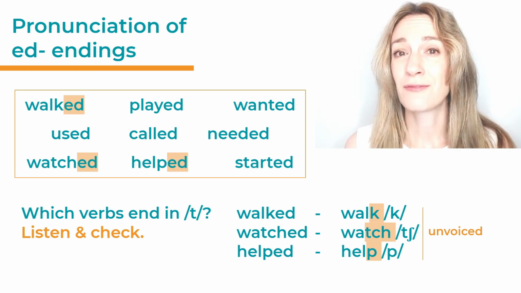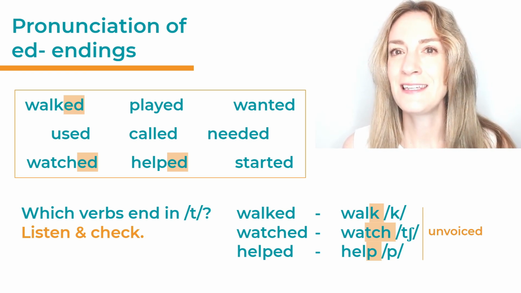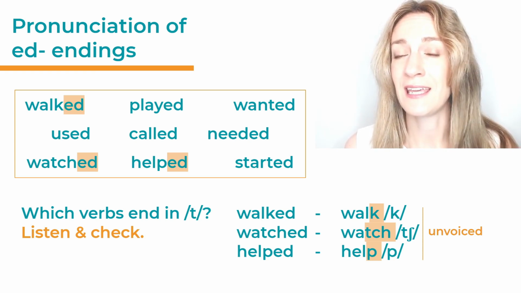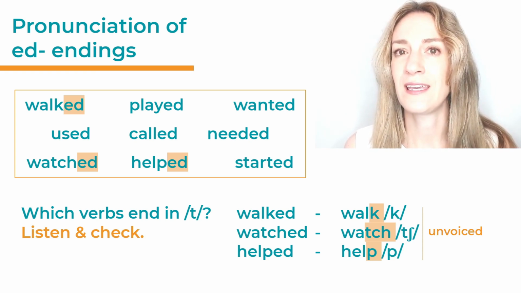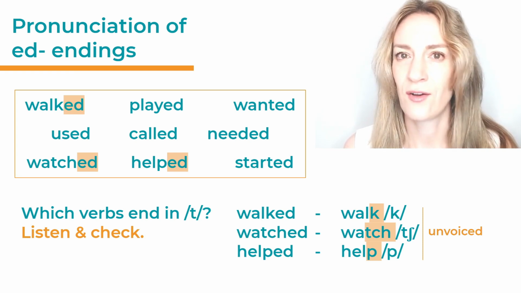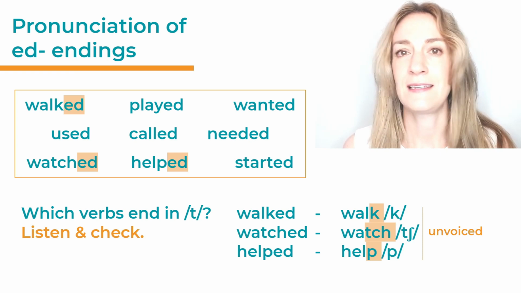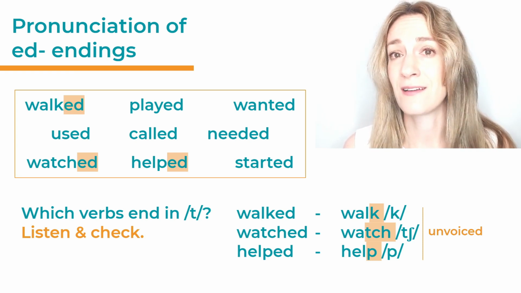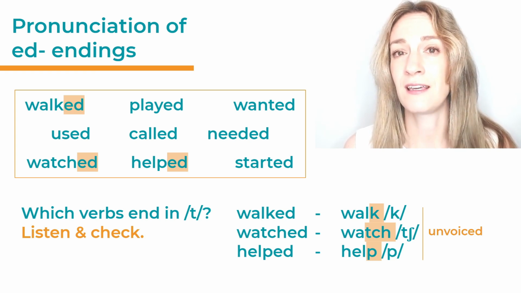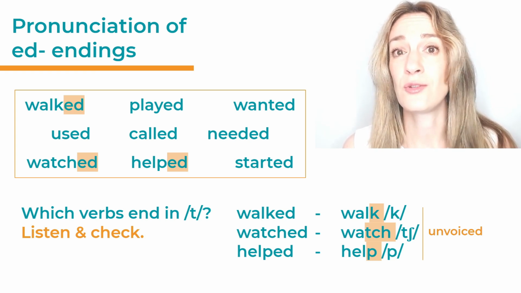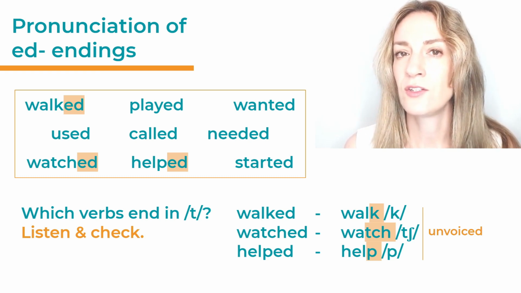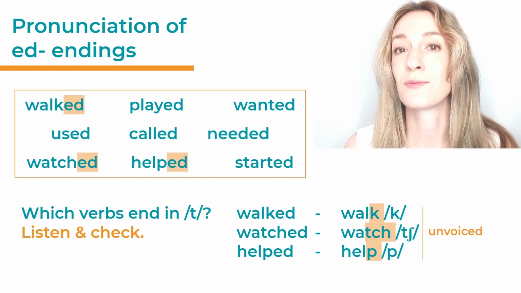Now, one thing to remember though is that the E letter is not represented. A very common mistake is to say walked, watched, helped with an extra vowel, and this is not correct. The letter E is not represented by a sound, and instead we have two consonants, sometimes even three if the verb ends with two consonants in infinitive form, and that can be a little bit unusual movement for your tongue, so we get to practice later.